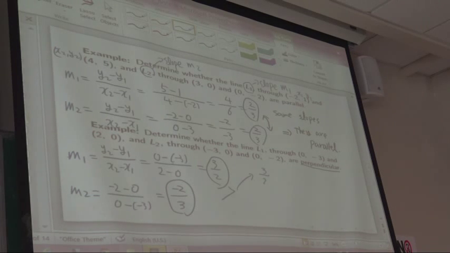So let's test the two numbers. Let's do the product of these two. So 3/2 times negative 2/3: 3 and 3 cancel out, and 2 and 2 cancel out, but we have a negative here, so negative 1. The product is negative 1. Simply, M1 and M2: since M1 times M2 is equal to negative 1, they are perpendicular.